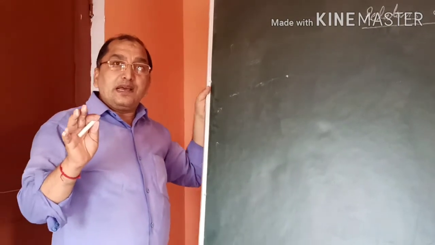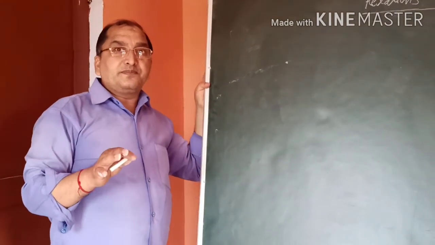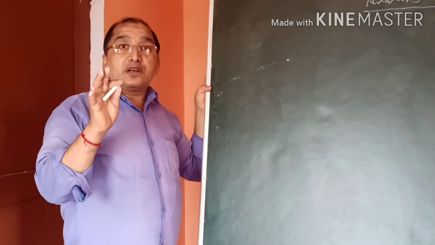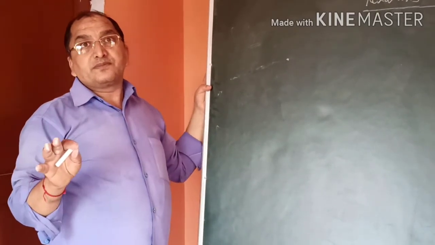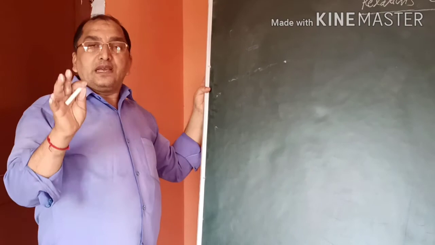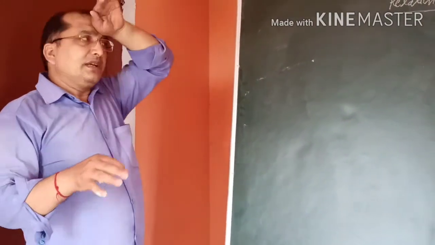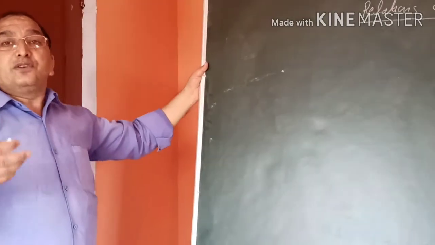Because every function is a relation. Every function is a relation, but all relations are not a function. Okay? Every function is a relation, but all relations are not a function. So, what type of function is not possible?